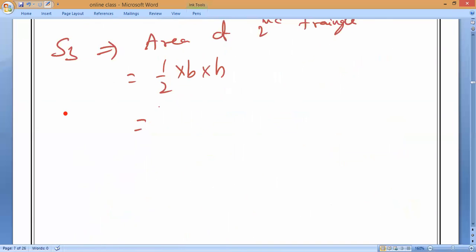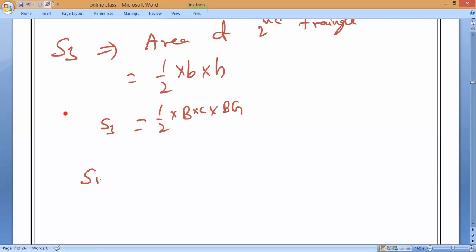So I can say half into BG into BC. Is it okay, guys? Yes, sir. So now, if we want to find the distance from this graph, then what we'll do? Any point of view, we can calculate the distance from this. So this is S3.